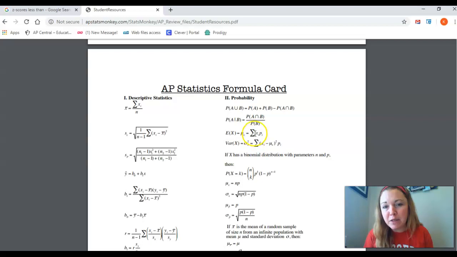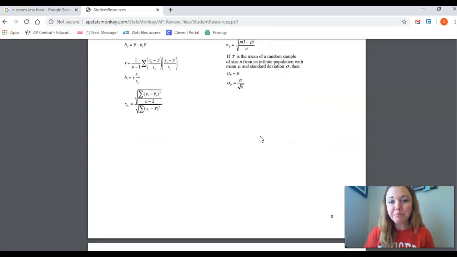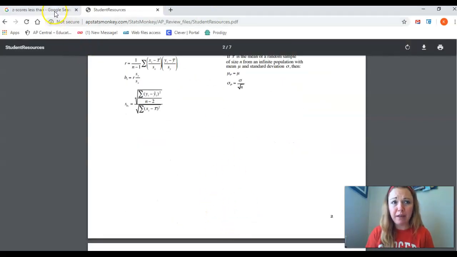So you take the observation, that's that x_i, times the probability of the observation, okay? Sum means then you take the next observation times the probability of that observation, and you continue until you have your expected value. So you multiply the observation times the probability of that observation for each observation and then add them all up. So add those products up, okay? That's your expected value. Again, make sure you show your work on that.